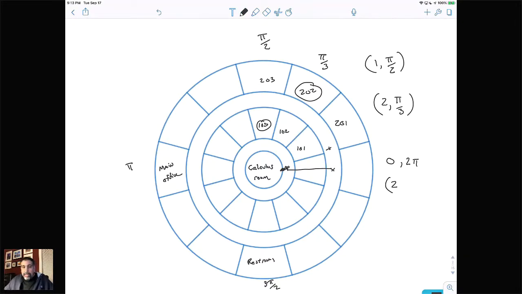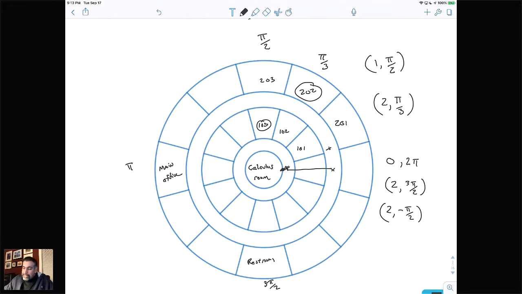So if I wanted my student to get to the restroom as quickly as possible, I don't know if I would send them 2 and then 3 pi over 2, because that would have them rotating all the way around the outside hallway in this direction. So I asked my students, okay, is there an easier way or a more efficient way for my student to get there? And now, without hesitation, they're saying, well, we just want to rotate the other way. Can we call that negative pi over 2?